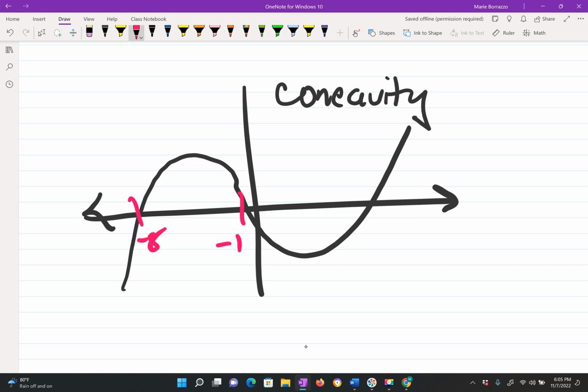-8 to -1? All right. And what interval could this be concave up? So let's say this is +8. And let's say this is still -1.